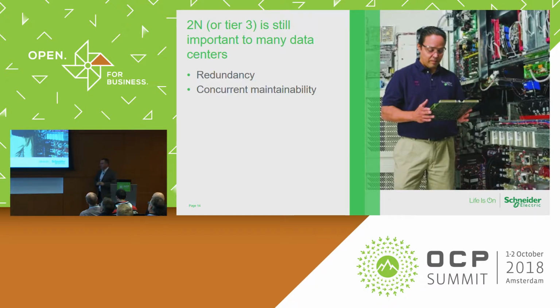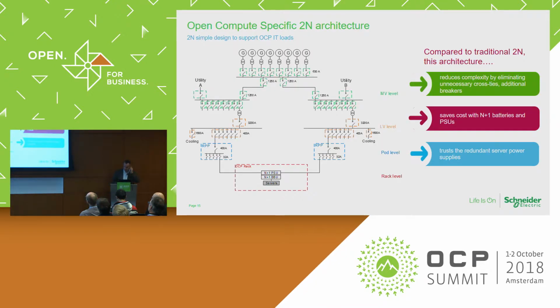Now, what if redundancy is still important and you want to be able to concurrently maintain? What would that architecture look like? So this is showing a 2N architecture to a full open compute style data center. So it does reduce some of the complexity by getting rid of some of the cross ties, load breakers. There's no centralized UPS. PSUs are N+1 instead of 2N, which means you still need to trust some of the redundancy in the power supplies.